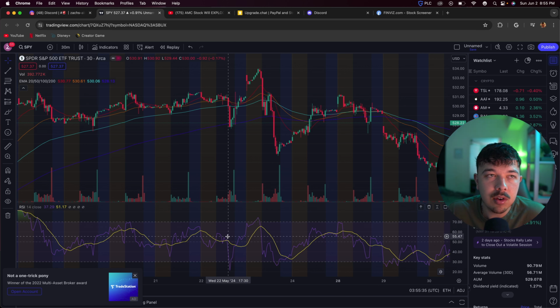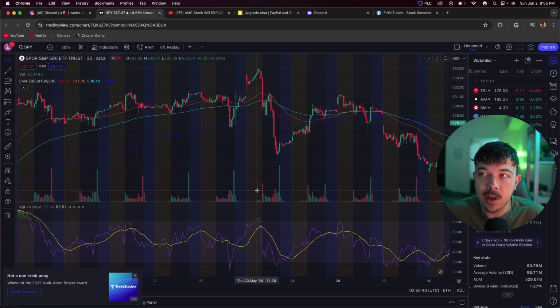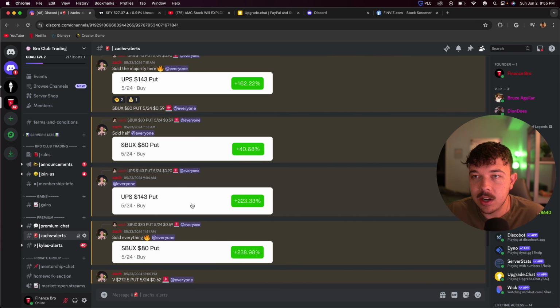But really the reason I made the entrance was because we entered our EMA lines, and our RSI wasn't overly cooked, too high or too low. So I decided to make an entry. I wasn't as confident in this trade as I was with my Starbucks trade, but luckily I was able to keep it open and then eventually sell here for 223%.